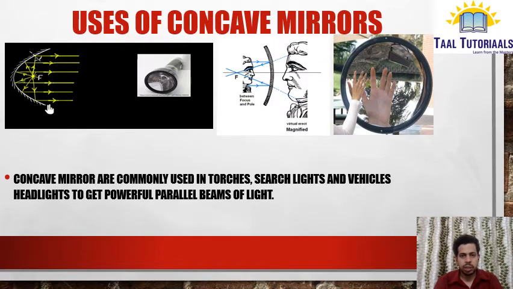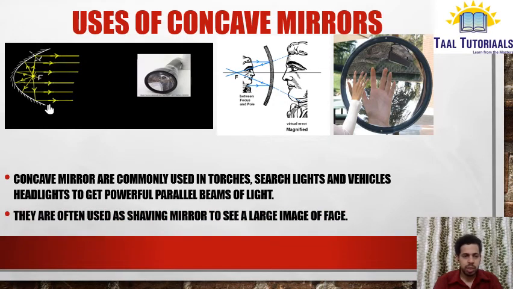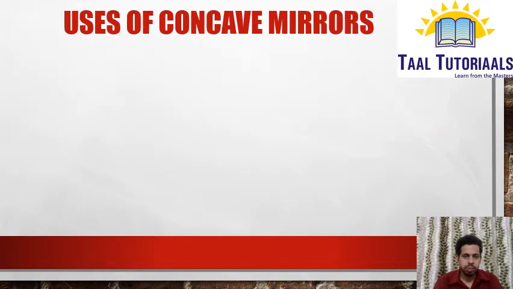So one more use is, we can use it for a shaving mirror. They are often used as shaving mirrors to see a large image of face. So whenever you want to shave, you want to see a bigger image. So that time you can use concave mirror. So concave mirrors are commonly used in torches, searchlights and vehicles headlights to get powerful parallel beam of light. And one more use is they are often used as shaving mirrors to see a large image of face.